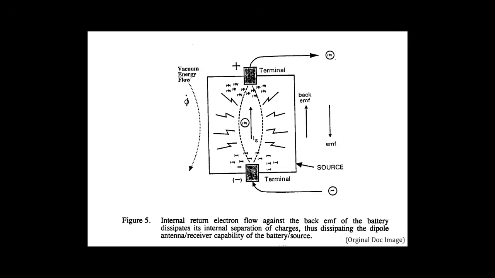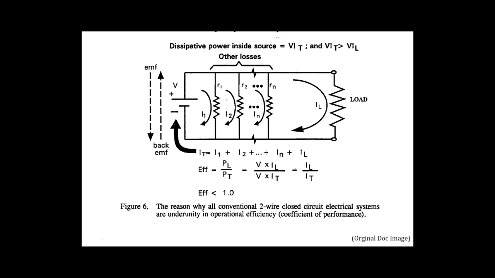Figure 5. Internal return electron flow against the back EMF of the battery dissipates its internal separation of charges, thus dissipating the dipole antenna/receiver capability of the battery/source. Figure 6. The reason why all conventional two-wire closed-circuit electrical systems are under unity in operational efficiency, coefficient of performance.